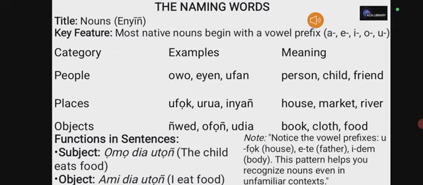Here Omo, child, is the subject doing the eating. When a noun is the object, it receives the action. Example, Omi dio yuton means I eat food. Here yuton, food, is the object being eaten. The verb dio stays the same in both, but the subject changes. You will notice that the verb can also take a subject prefix that agrees with the noun, which is why the language is called prefix heavy. Example: the naming words.